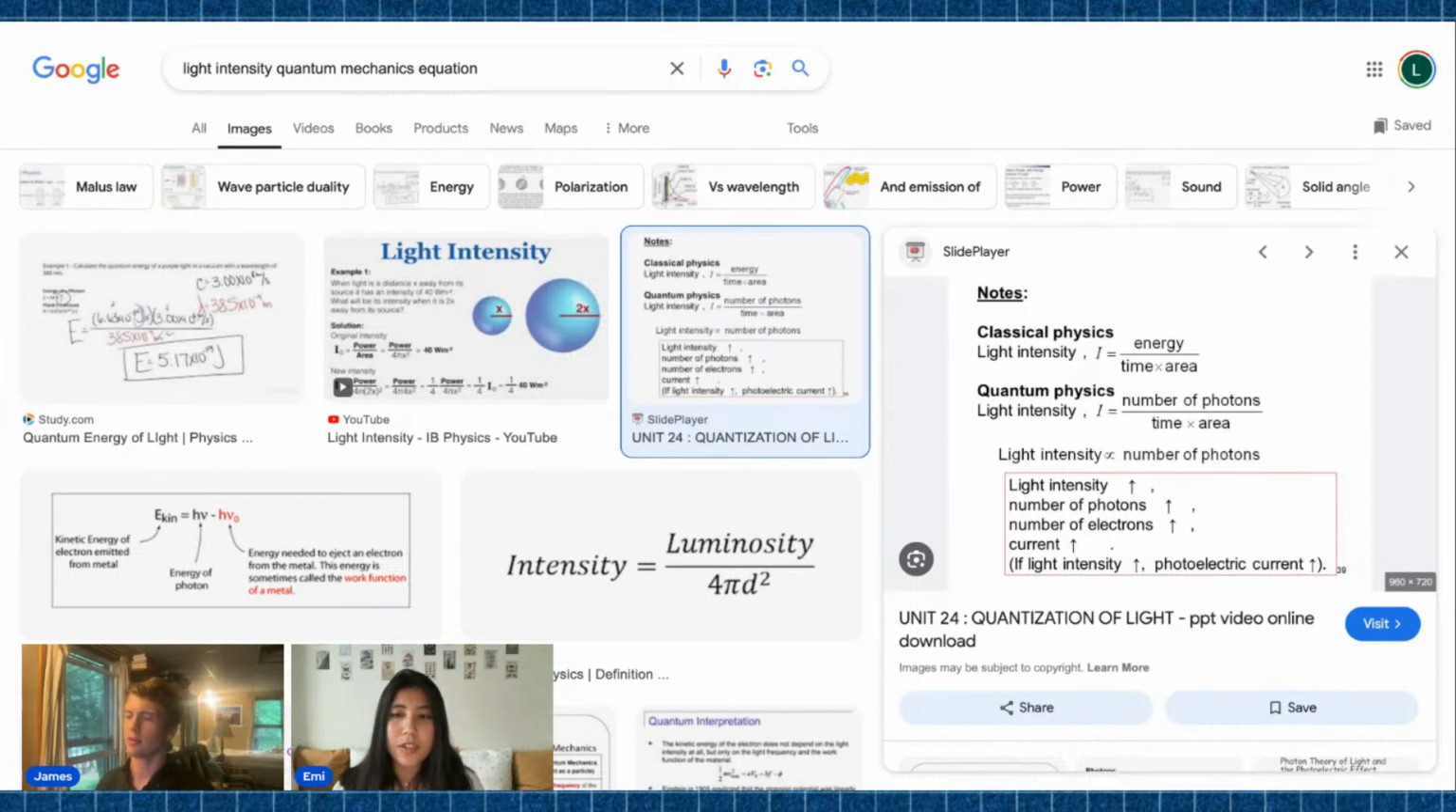So the equations are slightly different, but ultimately they should be proportional to the number of photons, because the number of photons is also proportional to the energy that we have. If you see here, in classical physics, we express intensity as energy divided by time times area, but in quantum, light intensity is number of photons over time times area. So if both of them are light intensity, then your energy is basically proportional to your number of photons, which makes sense because photons all have an energy, right?